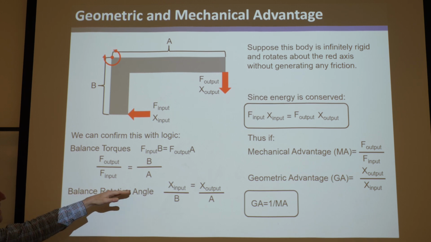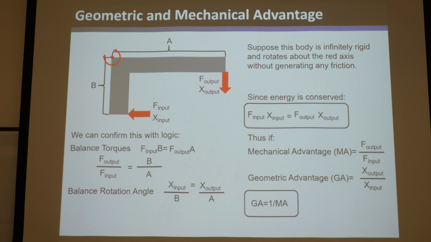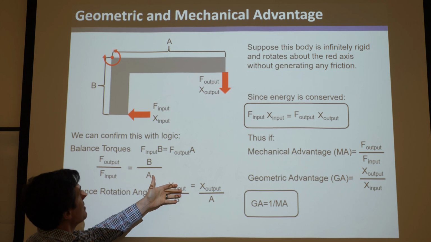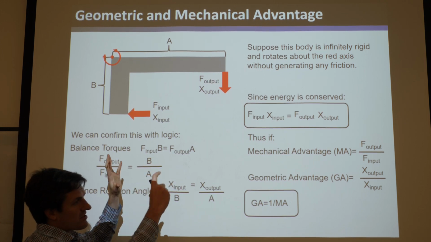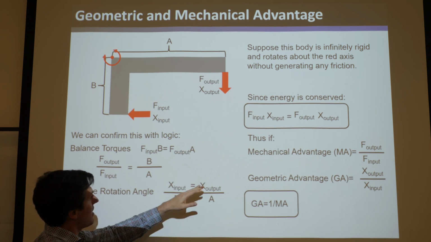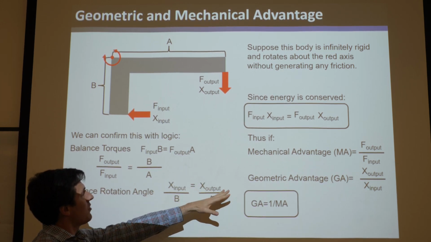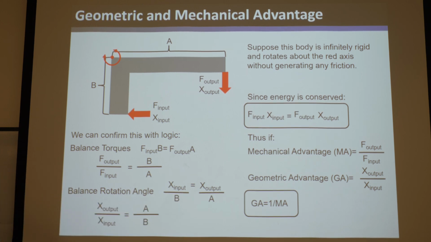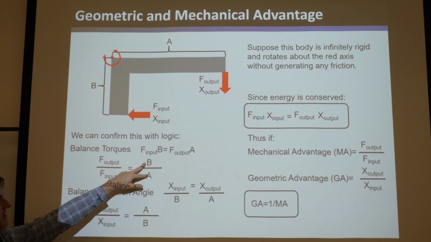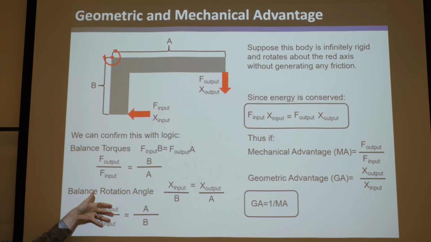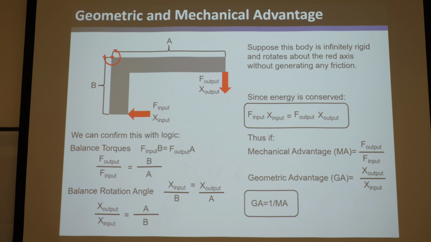If you take balanced rotational angle, thinking about this another way, the rotation of this body, theta, times B is going to be X input. And so X input divided by B is theta. And of course, the whole body, as it's infinitely rigid, is going to rotate the same amount, so the same theta, which is also X output divided by A. So both of these equal the amount it rotates. From that, you can flip it around, and you get X output over X input is A over B, which is the inverse of this. So this equals the inverse of this, which we just proved through energy arguments, okay?